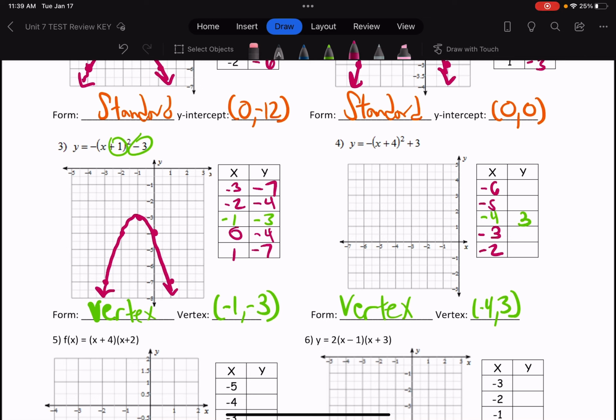So I'm starting at -6. When x is -6, my y value is -1. When x is -5, my y value is 2. When x is -4, my y value is 3. When x is -3, my y value is 2. And when x is -2, my y value is -1. So I've got -6, -1, -5, 2, -4, 3, which is my turning point, -3, 2, and -2, -1.